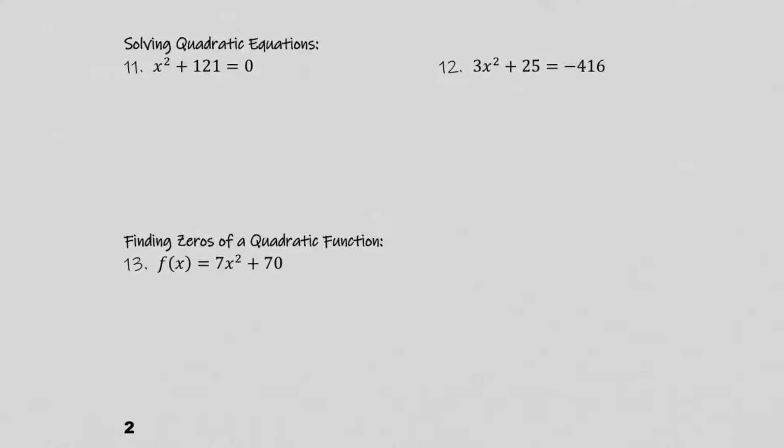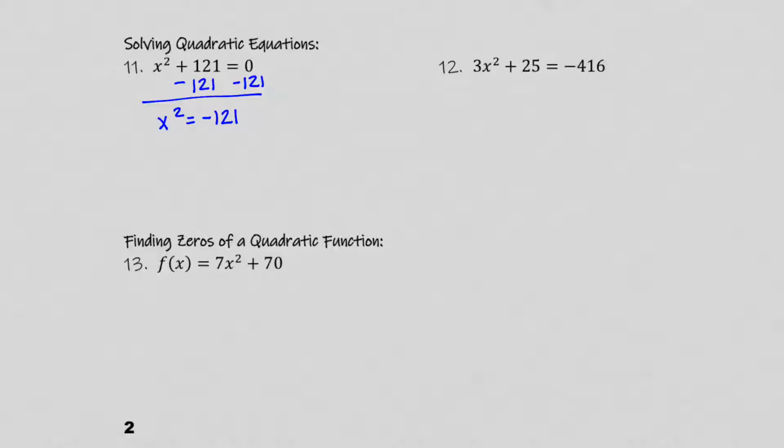So let's solve number 11 here. And hint, hint, because it's in our complex number section, we're going to get a complex answer. Or at least an imaginary answer. So if I want to solve for x, I need to first get x squared by itself. So I'm going to subtract 121 from both sides. So x squared is going to equal negative 121.